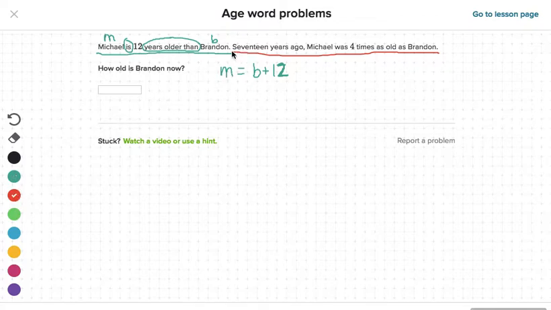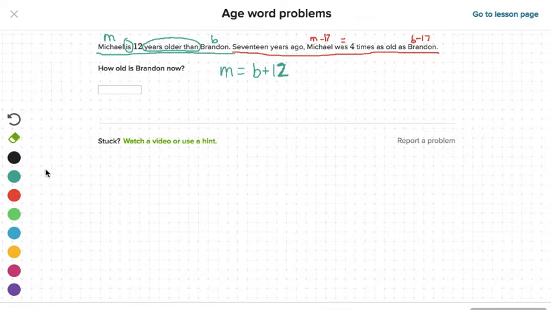The second one here has a little bit more complexity to it, because we've got 17 years ago, so we actually have M minus 17. Michael's age 17 years ago was 4 times as old as Brandon. Now remember, this is not Brandon now. This is also Brandon 17 years ago. So we've got to put in B minus 17 here as well. So "was" again is our equal sign, but we've got 17 years ago, so we've got M minus 17.